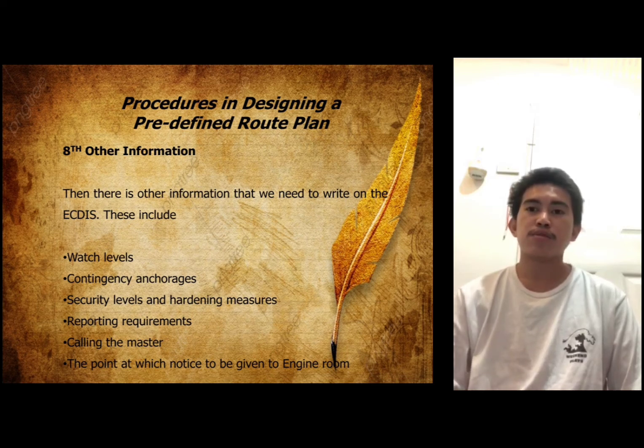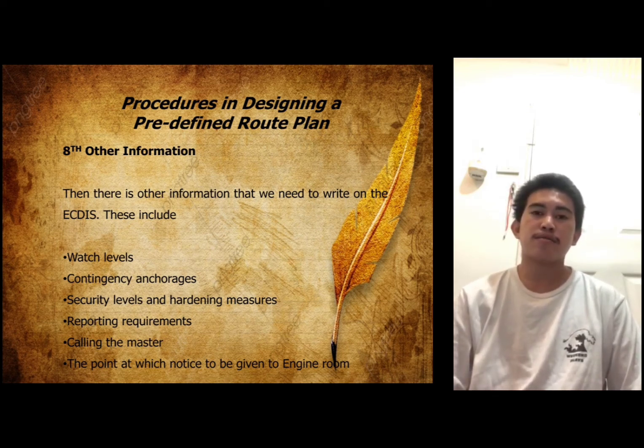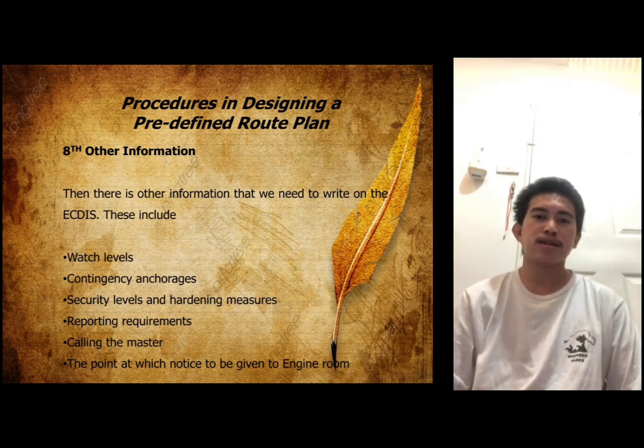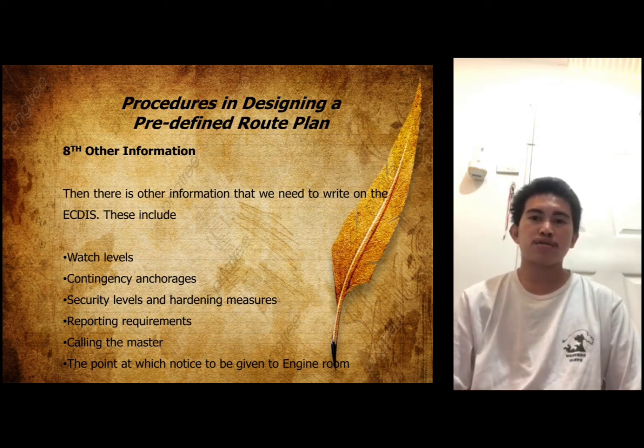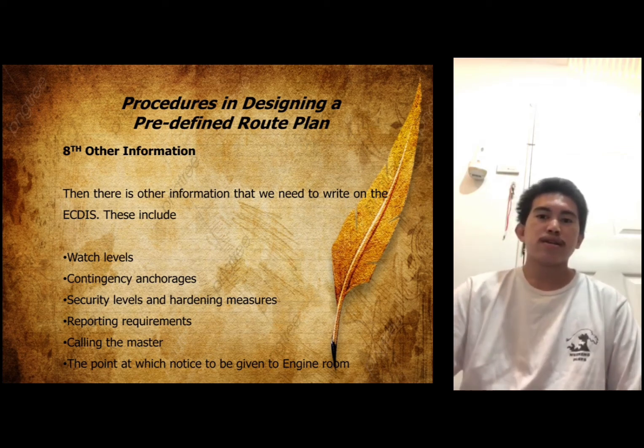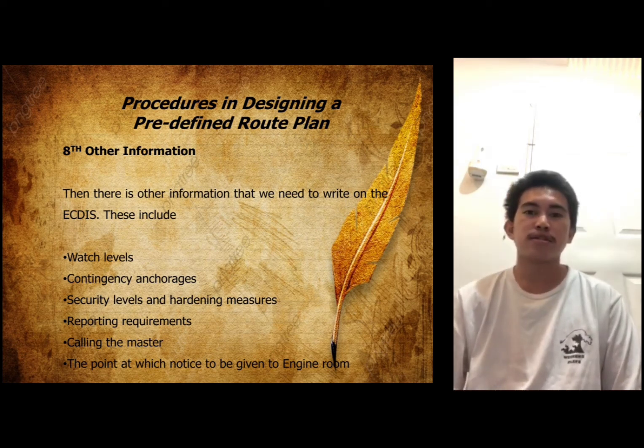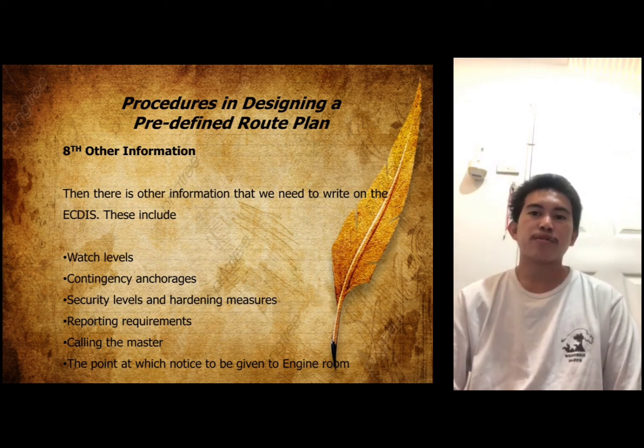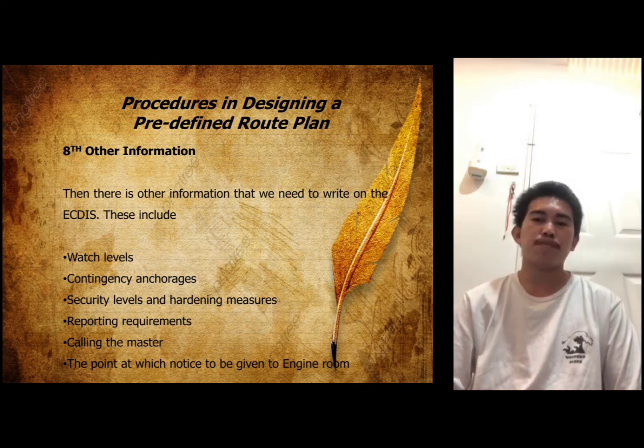I will continue the report of procedures in designing a predefined route plan. So this is number 8, other information. There is other information that we need to write on the ECDIS. These include watch levels, contingency anchorages, security levels and system hardening measures, reporting requirements, calling the muster, and also the point at which notice is to be given to the engine room.